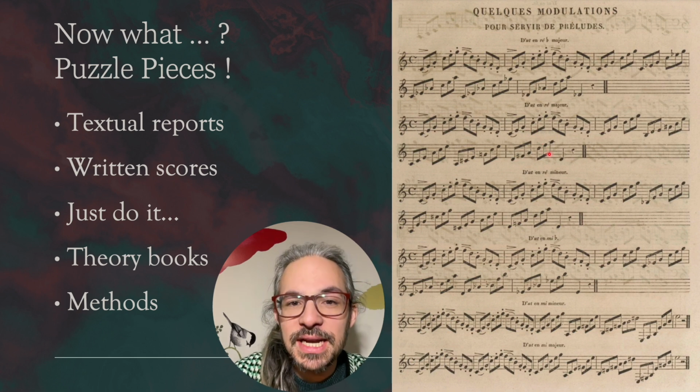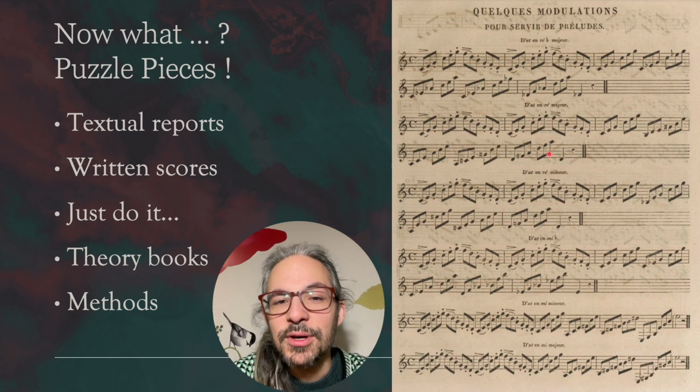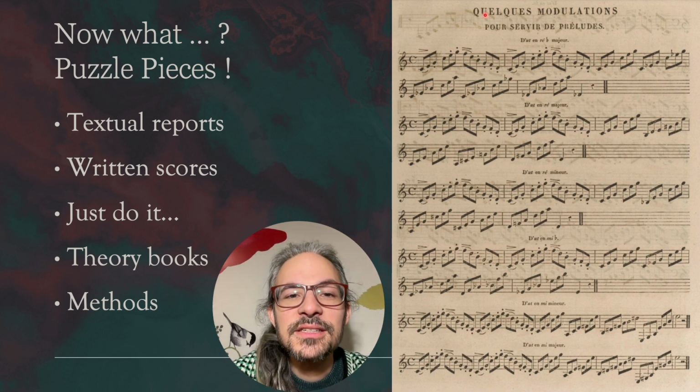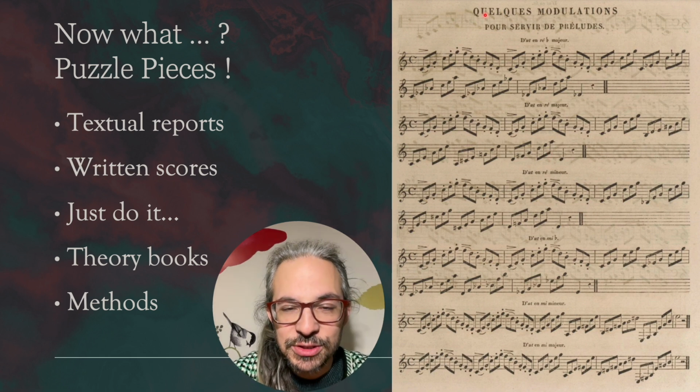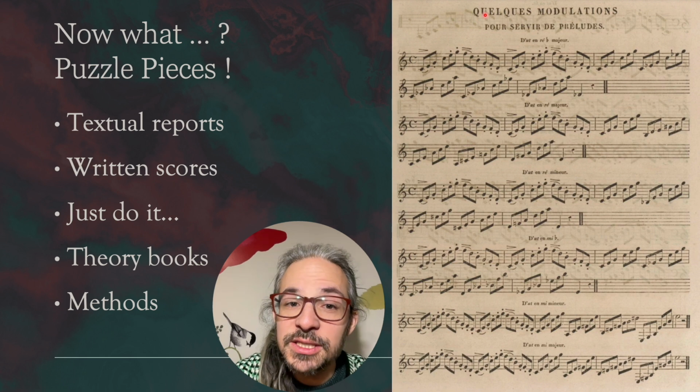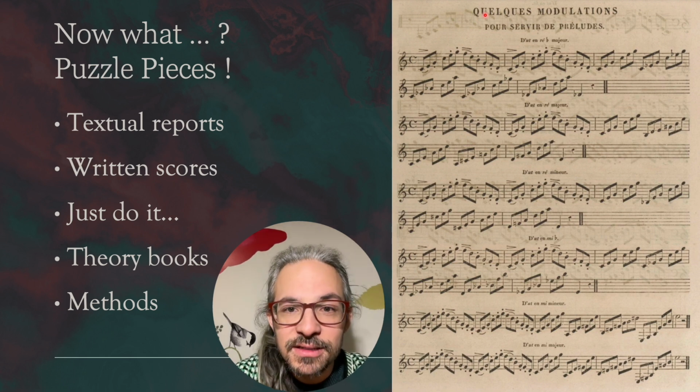A page from a clarinet method by Ber with some modulations for preluding. It doesn't say how these modulations should then be used to make an actual prelude, and there are no examples of preludes in this particular method by Ber either.